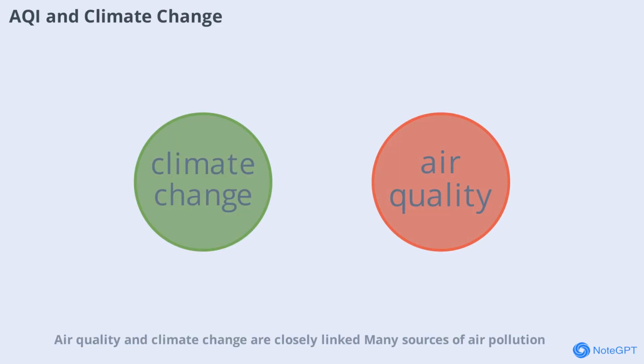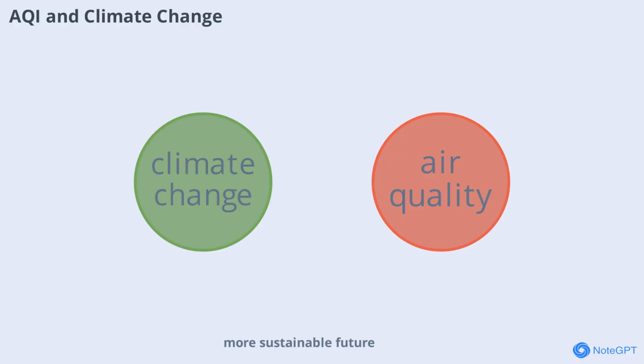Air quality and climate change are closely linked. Many sources of air pollution, such as burning fossil fuels, also contribute to greenhouse gas emissions. Improving air quality can help slow climate change, while climate change can affect air quality by increasing the frequency of wildfires and heat waves. The AQI helps track these interactions, supporting efforts to create a healthier, more sustainable future.